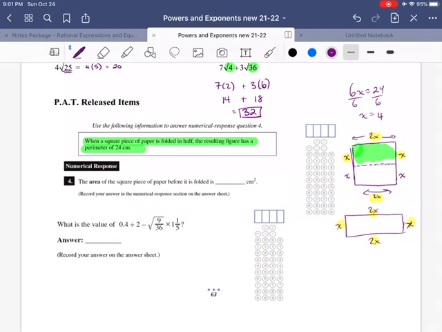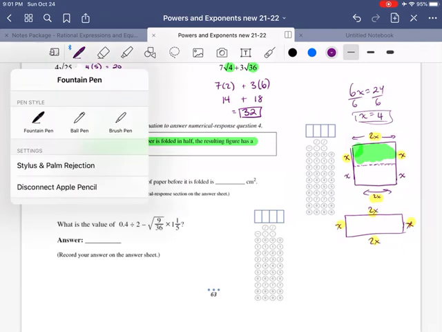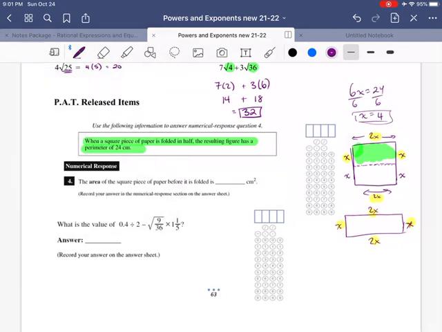All right, so now that we've got what x is equal to, you can plug that back into the original diagram that we have. So 2 times 4, and 2 times 4, 2 times 4, and 2 times 4. So our actual original square has dimensions of 8 and 8. So what's the area there? Well, 8 multiplied by 8 gives us 64 centimeters squared.